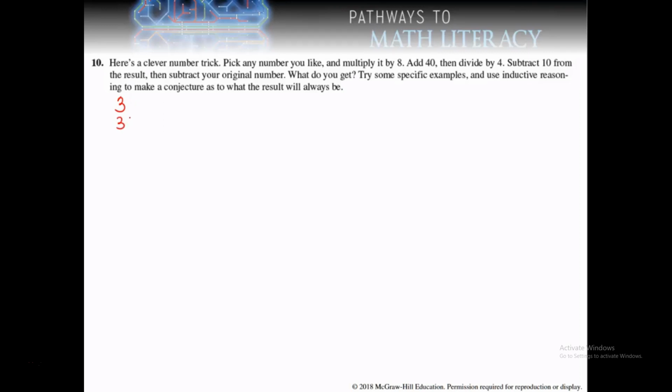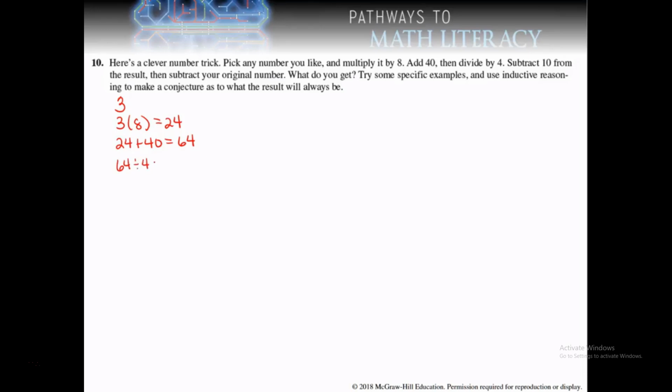And then it says add 40. So I'll take my 24 and I'll add 40. That's going to give me 64. And then it says divide it by 4. So I'll take 64 divided by 4, and that's going to give me 16.